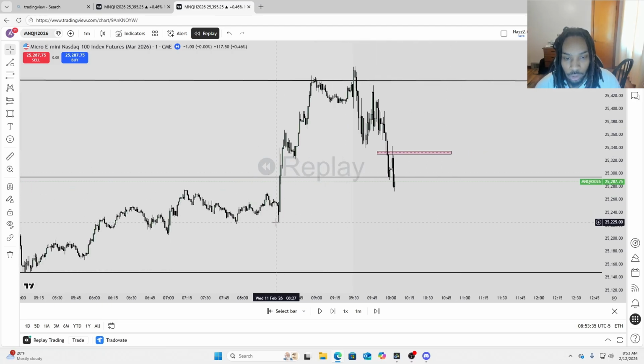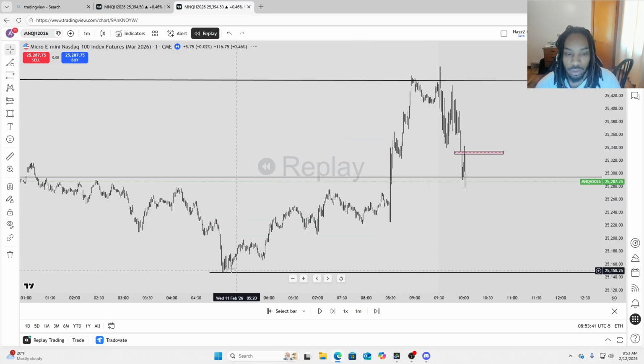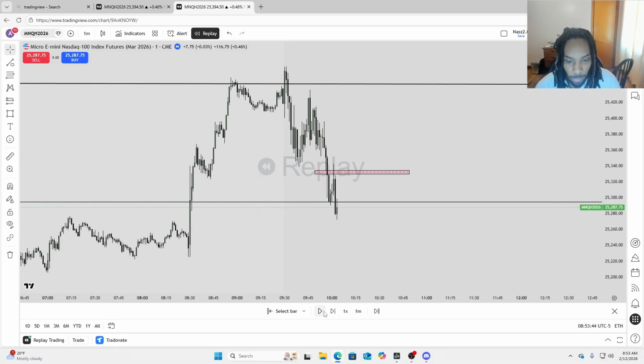So you also have some lows right here, right here, right here. Those are good for partials, but my full take profit, if I'm leaving runners, it's going to be down at this low right here. We have another fair value gap.